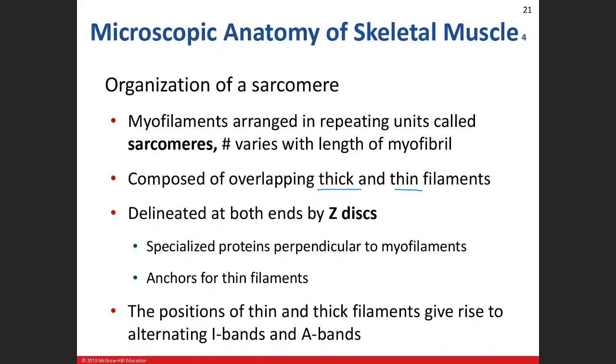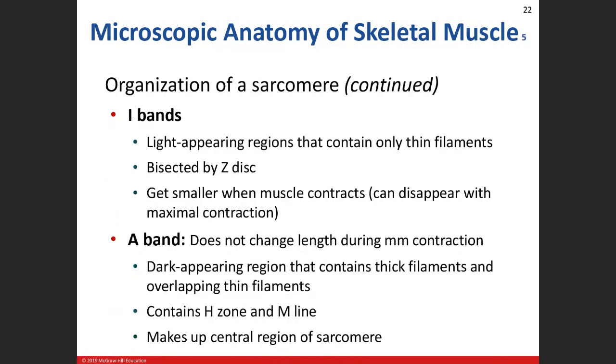So basically what makes up the boundaries of a sarcomere is going to be the Z disc at one end of the sarcomere all the way to the Z disc at the other end of the sarcomere. So it'll be that distance. And we're going to talk about what the Z disc is. But the Z disc is where our thin filaments attach themselves.